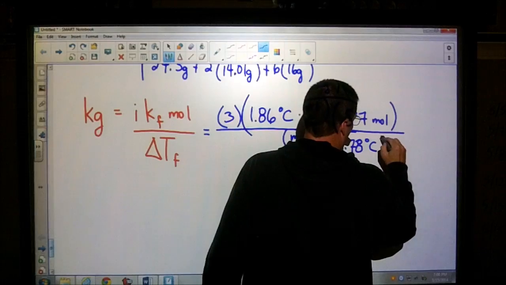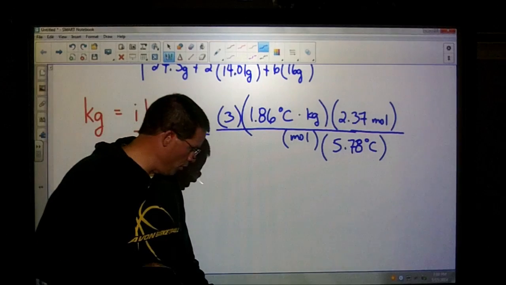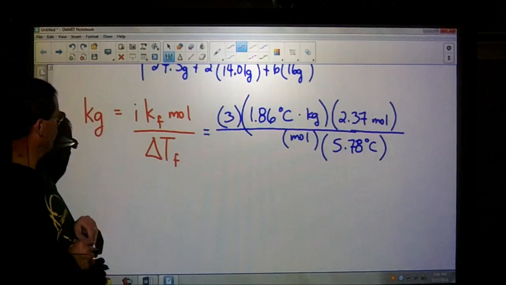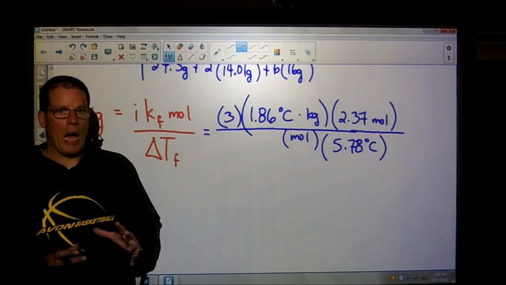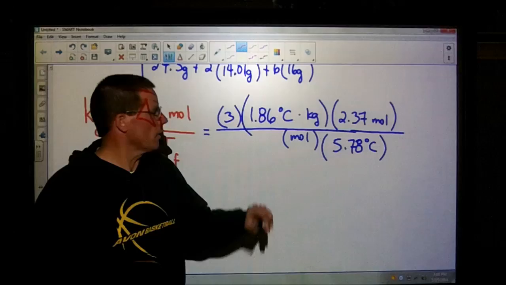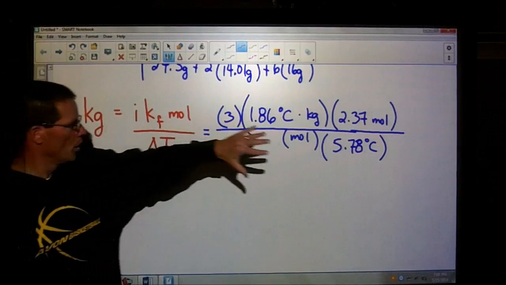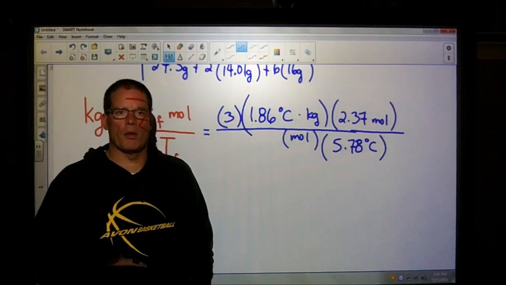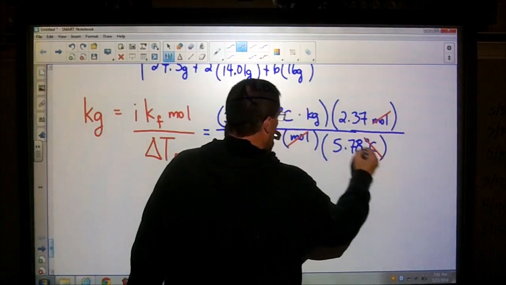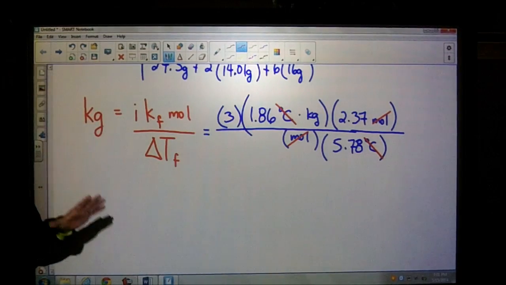Okay. As I always say, let your units talk to you. If you listen carefully, the units will tell you a story. They'll tell you if you're doing it right. If the unit that you're looking for, kilograms, is on the bottom, that's a bad thing. We don't want kilograms on the bottom. We want kilograms in the numerator. We want it on top. If you have the unit that you're solving for on the bottom, you have the inverse of the value. And I can't tell you how many times I see that. So, moles, gone. Degrees Celsius, gone. What's left? Kilograms, kilograms. Awesome. But we're not done yet.